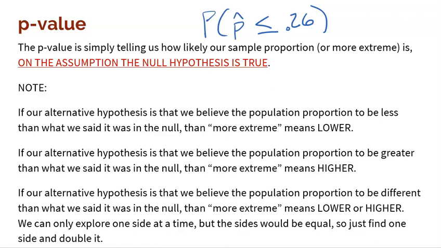Now, let's make a couple notes about this. I just want to make sure this is very clear. If your alternative hypothesis is that we believe the population proportion to be less than what we thought it was, then we are going to be using the words more extreme to mean lower. If the alternative hypothesis is that we believe the population proportion to be greater than what we said it was in the null, then the phrase more extreme would mean higher.